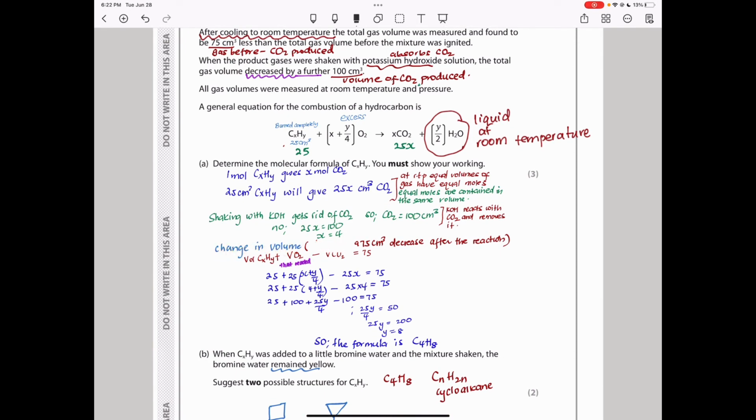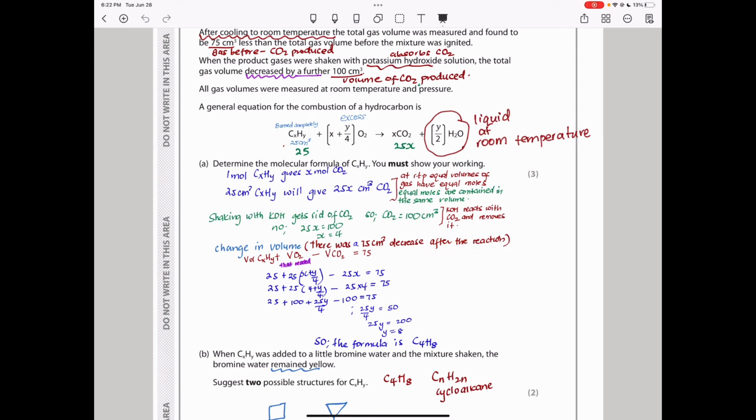Remember they said there was a 75, sorry. It's okay. They said there was a 75. This is 8. It's not 9. Let me try to make it so that you cannot confuse it. That was a 75 centimeter cubed decrease after the reaction.